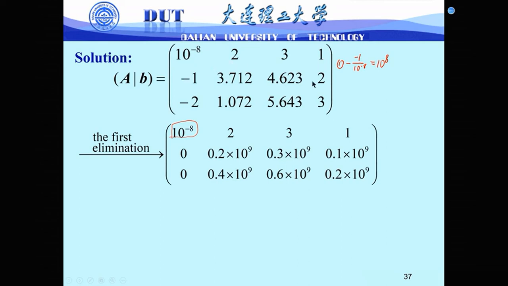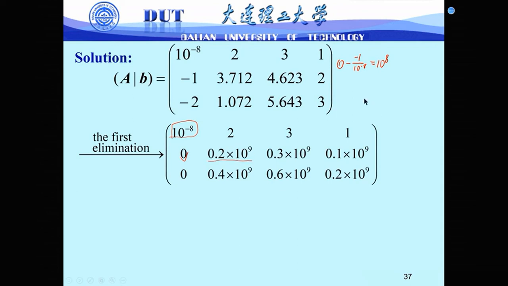It's okay for you? So, what happens? Of course, the first number, we use 10 to minus 8 multiply 10 to 8. It is 1. 1 plus minus 1 is just 0. So this number is 0. Now let's check this number. How do we obtain this number?